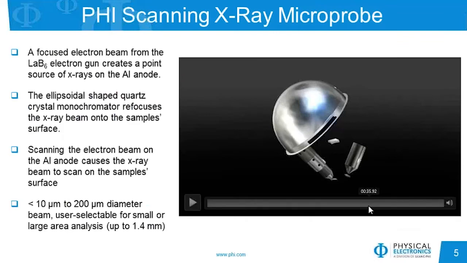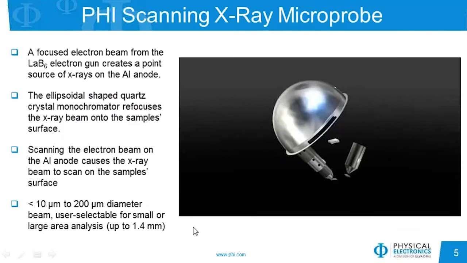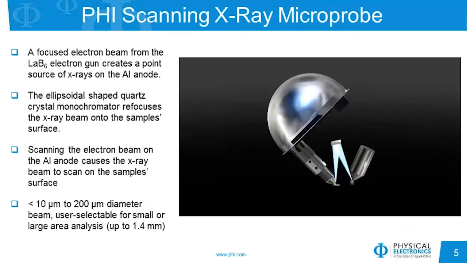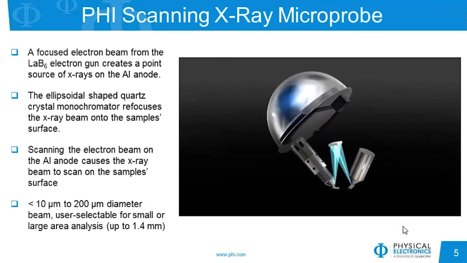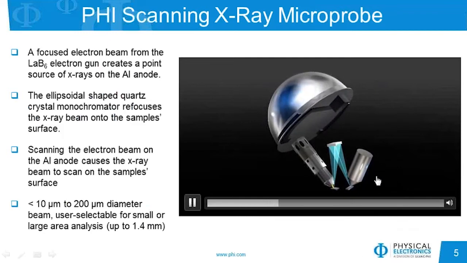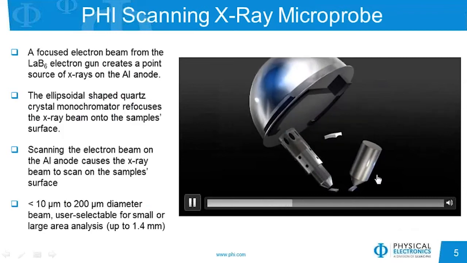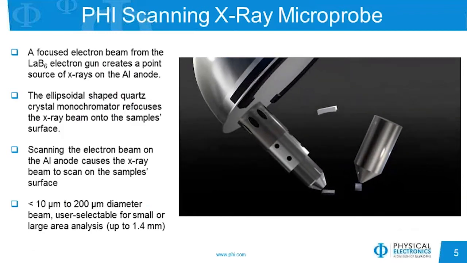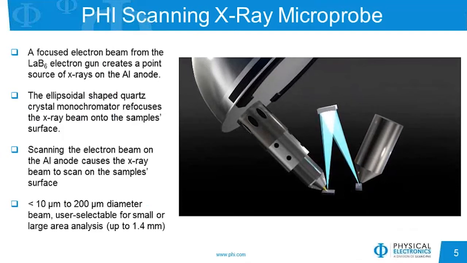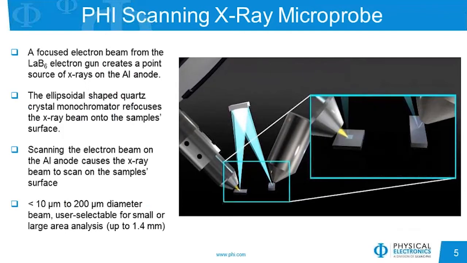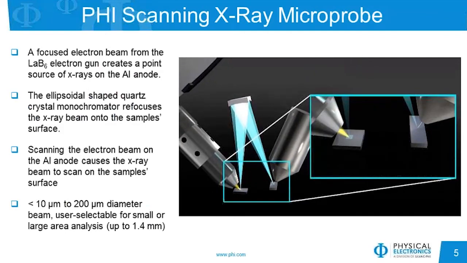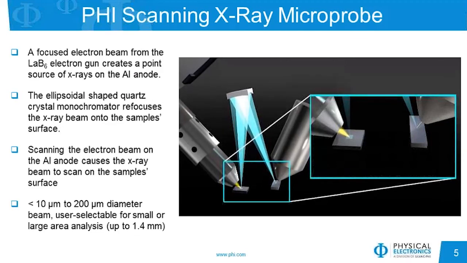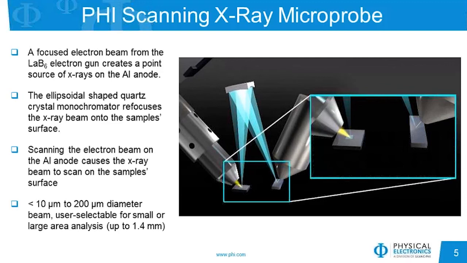Now we will start our discussion of SXI with a general overview of the scanning X-ray microprobe used on PHI XPS systems. The scanning X-ray source is composed of several parts. First, we have a LaB6 electron source, which is used to generate an electron beam which is focused at our anode material, whether that is aluminum, chromium, or some other material. The X-rays generated from the anode are then focused by a monochromator and focused back on our sample.